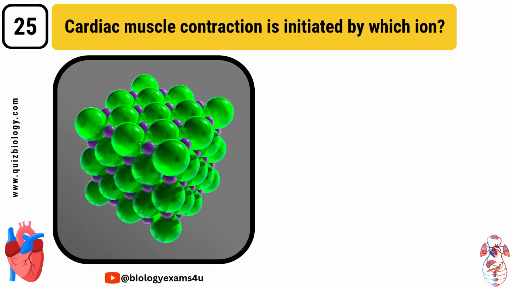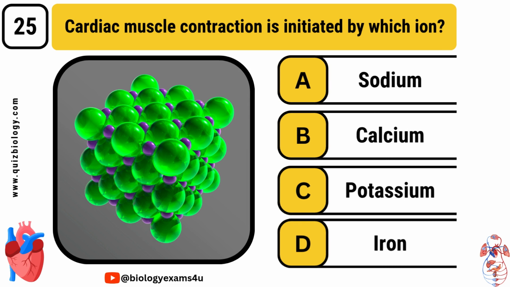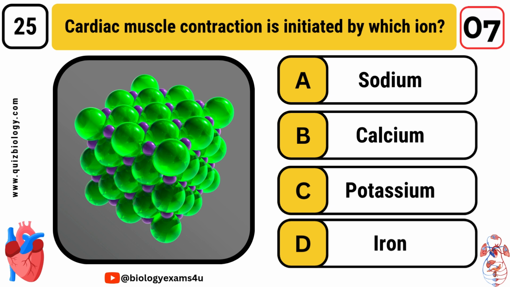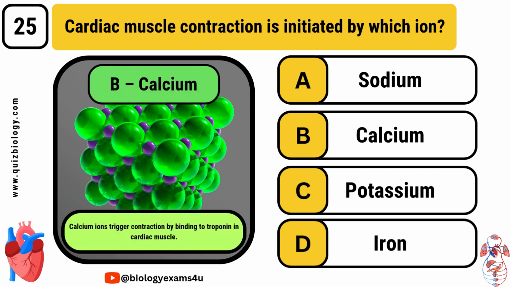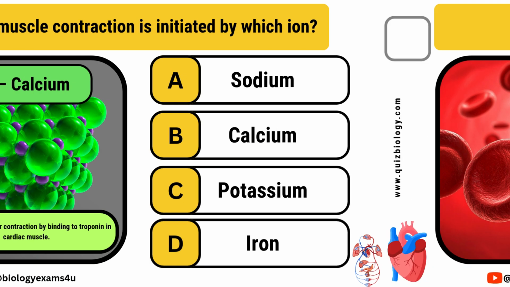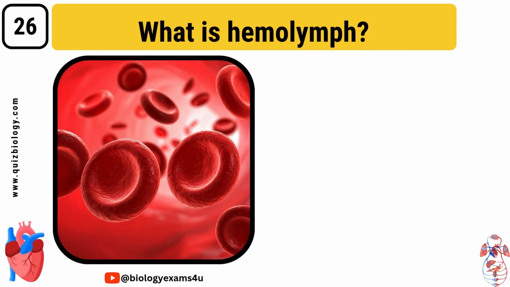Cardiac muscle contraction is initiated by which ion? Sodium, calcium, potassium, iron. Calcium ions trigger contraction by binding to troponin in cardiac muscle. The answer is calcium.